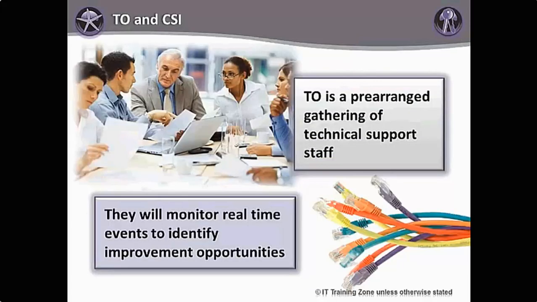The next availability management technique is technical observation. This is a title for a prearranged gathering of specialist technical support staff from within IT support. The technical observation is initiated to focus on specific aspects of IT availability. It is there to monitor events in real time, with the specific aim of identifying improvement opportunities within the current IT infrastructure.